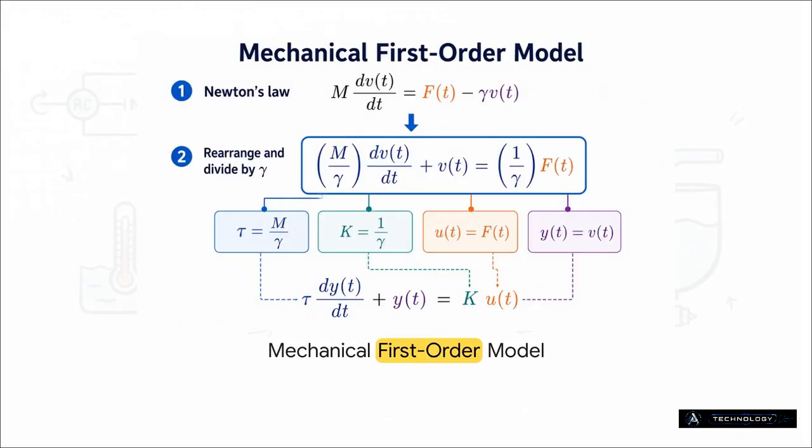And here is where the magic happens. When we plug that damping force into Newton's equation and do just a little bit of algebraic rearranging, boom, the math aligns perfectly with our standard first-order model. The applied force acts as our input, the velocity becomes our output, our time constant tau is simply the mass over gamma, and our static gain K ends up being 1 over gamma.